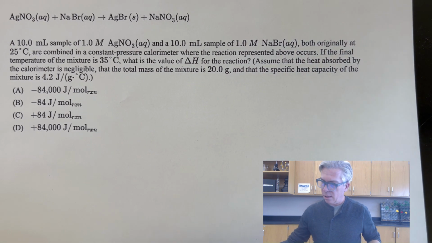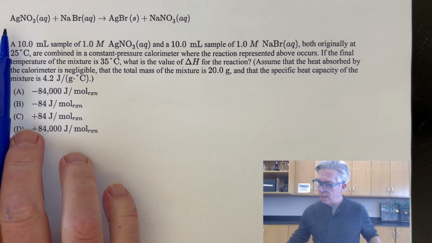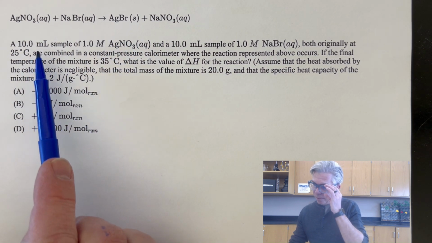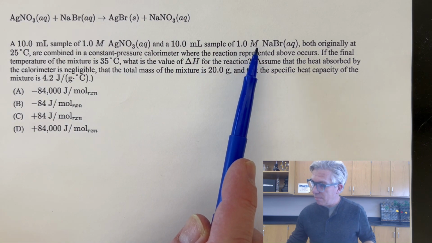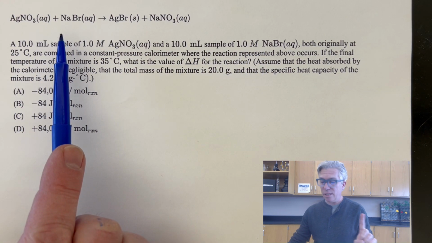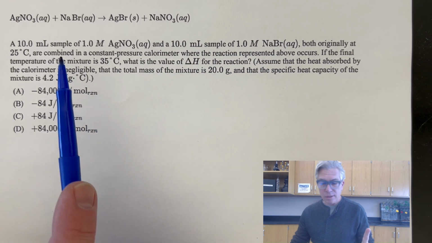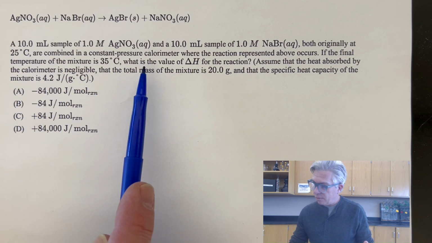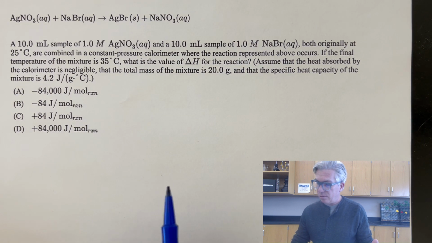You can pause the video and read this next one if you'd like. There's the reaction. Looks like a double replacement precipitation reaction. 10 milliliters of 1 molar and 10 milliliters of 1 molar. That tells me they're equimolar and that both are the limiting reactants. If the final temperature is 35 from 25, what's the value of delta H for the reaction?